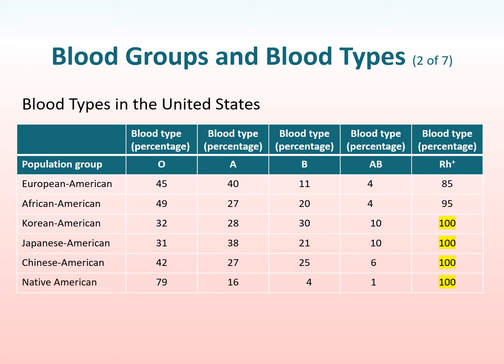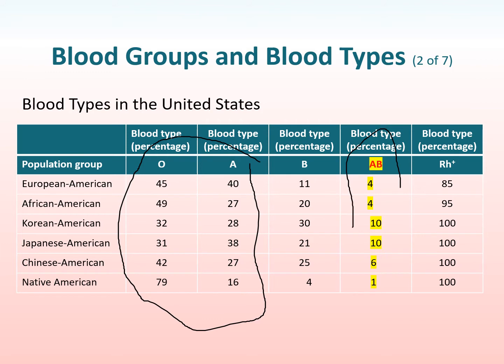Korean, Japanese, Chinese, and Native Americans are close to 100% Rh positive. Of the O, A, AB, and B blood types, A and O are very common. The least common appears to be AB. AB is the least common blood type.